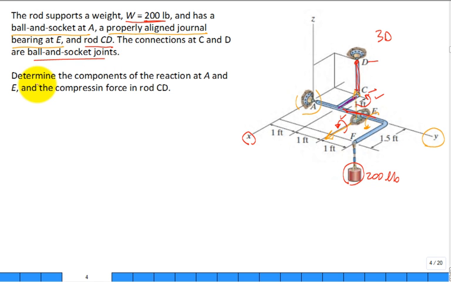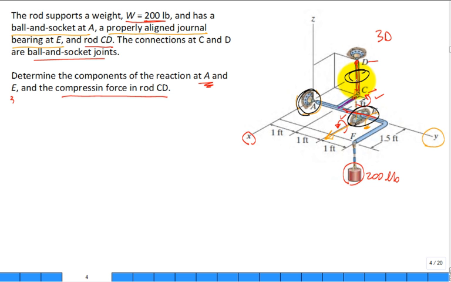So the question is, determine the components of the reaction at A and at E and the compression force in rod C. So right away they say, oh, it's in compression, and so we want to calculate it. So what we have to do is generate an FBD, a free body diagram. How do we generate a free body diagram? What's one of the steps that you do when I have to analyze this problem? I'm looking for the reactions, the supports at A and at E, and I'm also looking for the tension in this member, C to D.